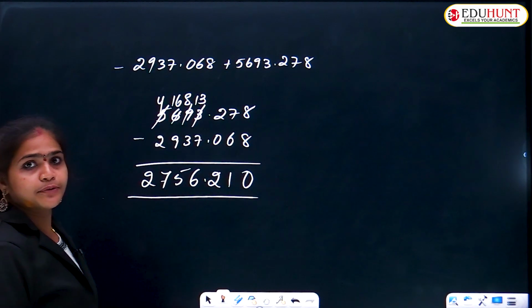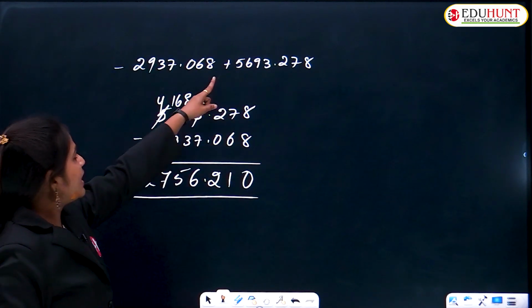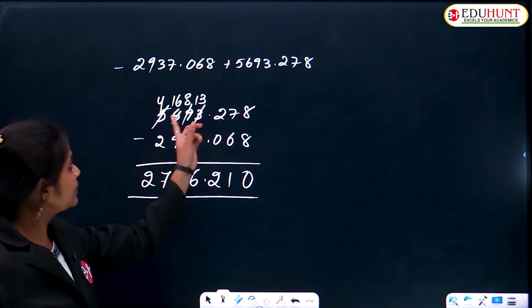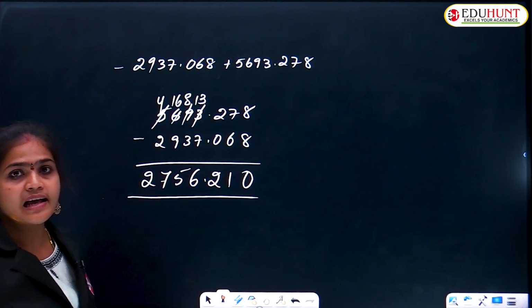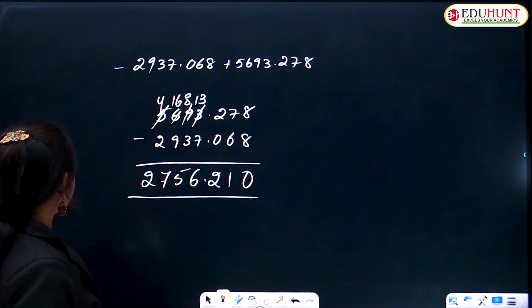2756.210. Positive or negative? Positive only. Why? Because the positive value has the greatest value, no? The greatest value has the positive sign. That's why here the answer is also positive. Then here, what is the answer?